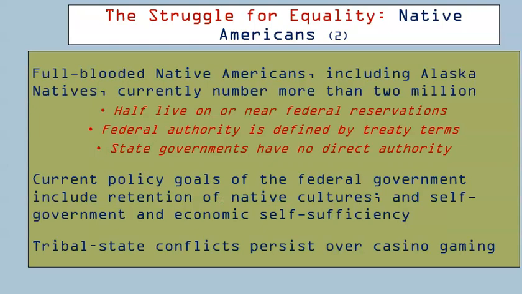So the struggle for equality for Native Americans will continue. Currently, you have around 2 million full-blooded Native Americans, including Alaska Natives, living on federal reservations. Well, around half of them live on federal reservations. Federal authority is generally defined by treaty terms. Your state governments have no direct authority over them. So current policy goals of the federal government include retention of the native cultures and self-government and economic self-sufficiency. But there are currently tribal-state conflicts that will persist over casino gaming.